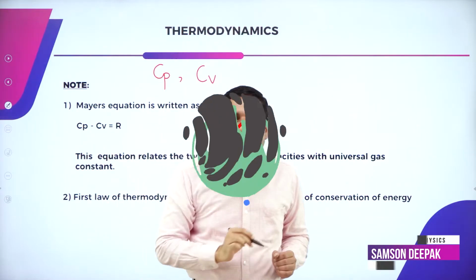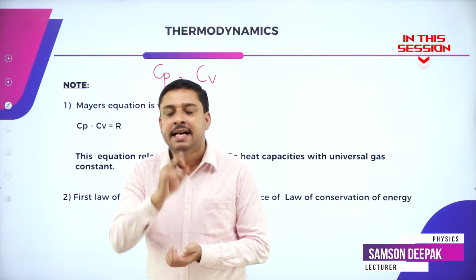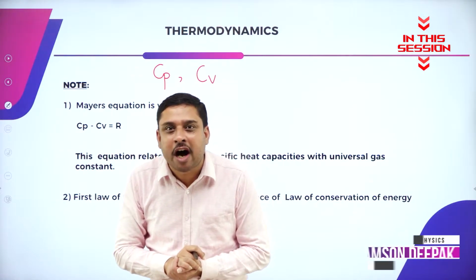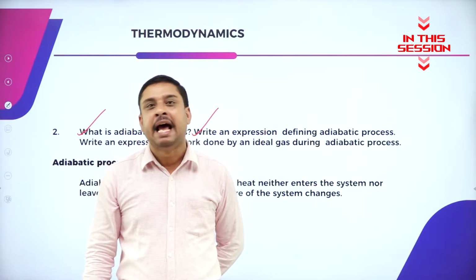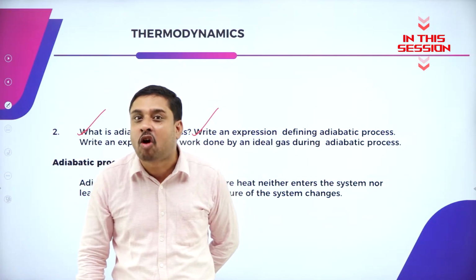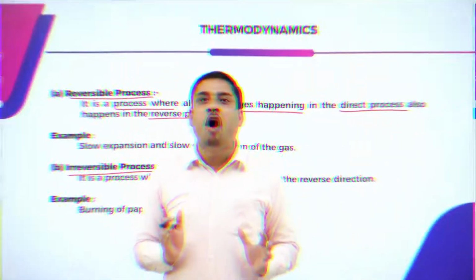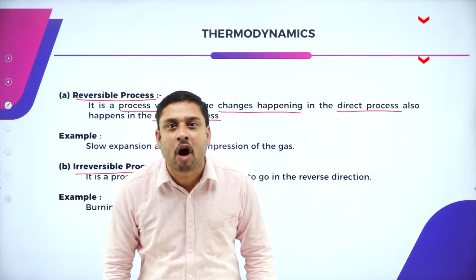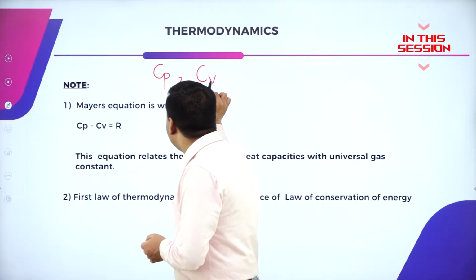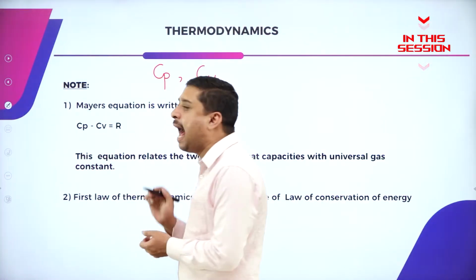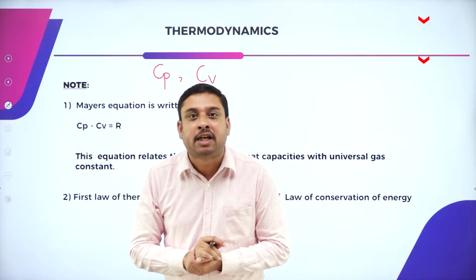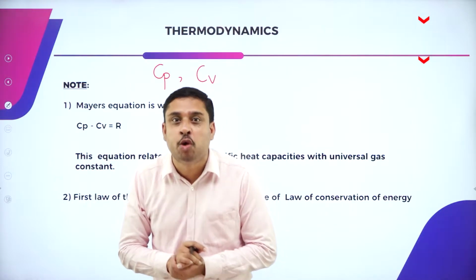What did we call Cp as? Specific heat at constant pressure. But temperature has to remain constant. All things which happens in the direct process, what did we call Cv as? Specific heat at constant volume.